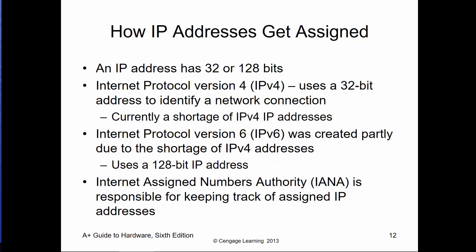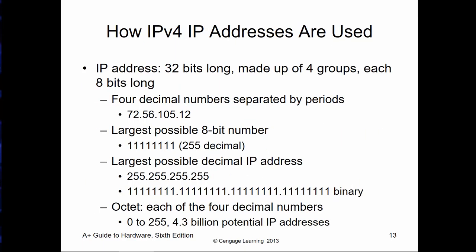Again, we already said IPs have two versions, IP version 4, which is 32-bit, and IP version 6, which is 128-bit. Who controls these addresses? The Internet Assigned Numbers Authority, or IANA. They are the ones keeping track of all public IP addresses globally.